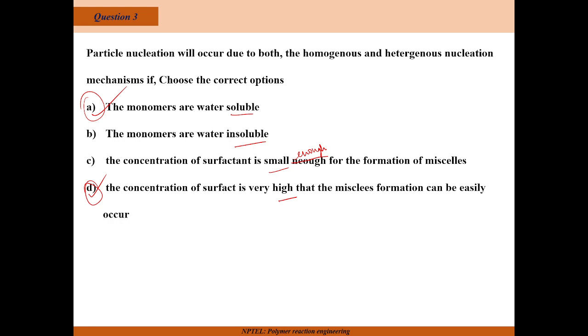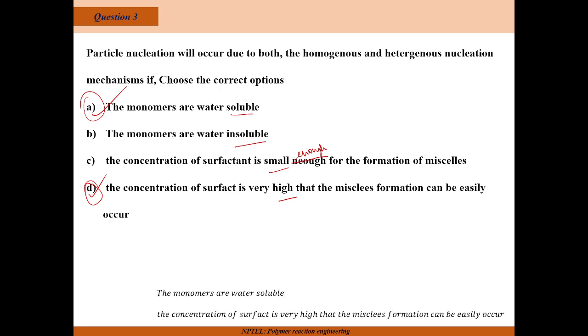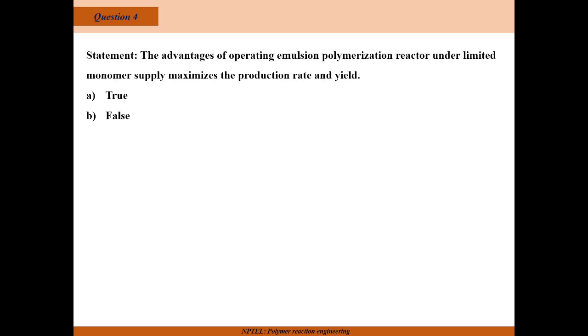Okay, so let's go to our next question. The statement is: the advantage of operating an emulsion polymerization reactor under limited monomer supply maximizes the production rate and yield. It is saying that the advantages of emulsion polymerization are that it requires limited monomer supply and can get you maximum production rate and yield.